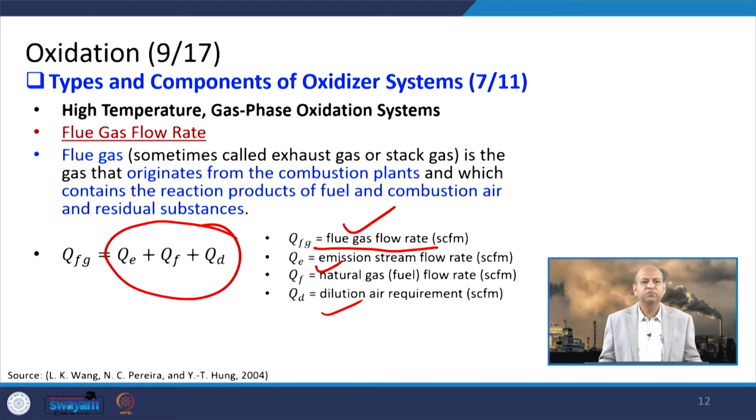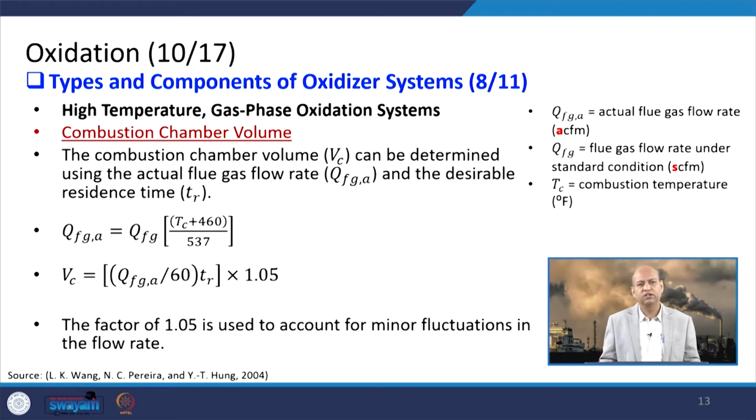This flue gas, sometimes also called exhaust gas or stack gas, is the gas which originates from the combustion plants and which contains the reaction products of the fuel and combustion air and residual substances. So, they are waste gases, you can say. Okay. So, we need to know these flow rates to design the particular device.